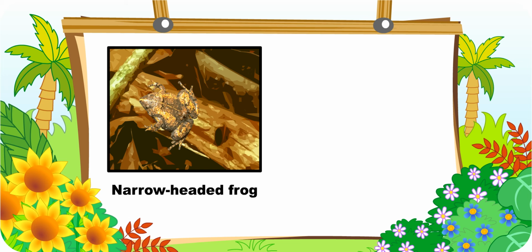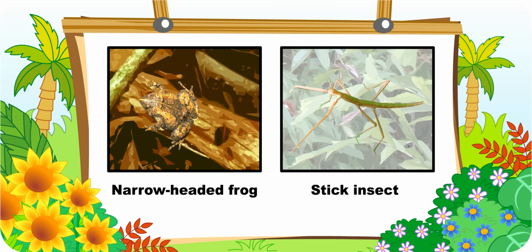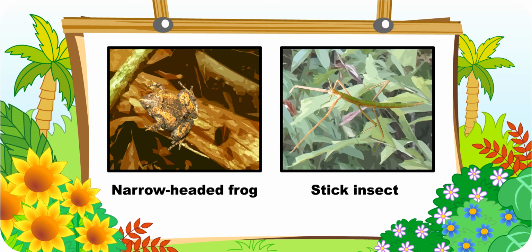I remember reading something on stick insects. They have body parts resembling twigs. They are not easy to be spotted if they don't move. The stick insect is just like this frog. They look like plant parts, but they are not plants.